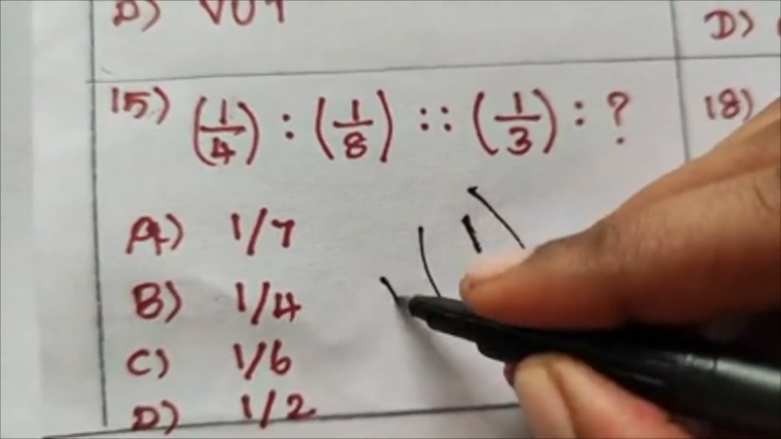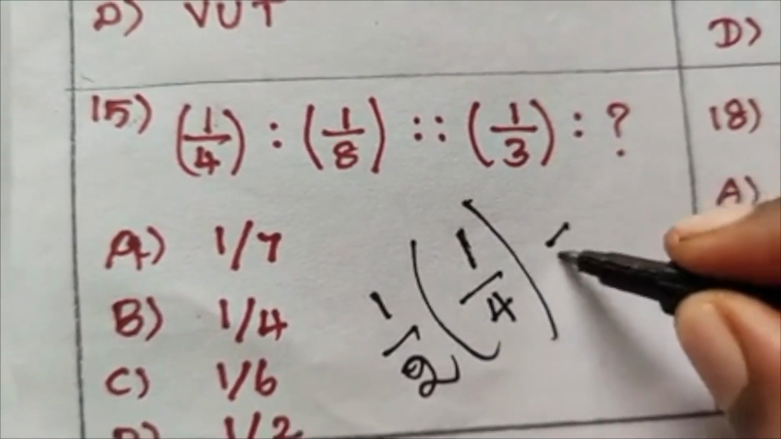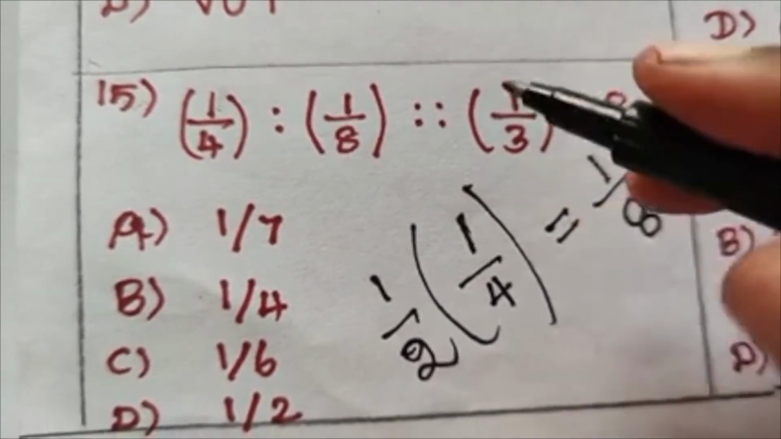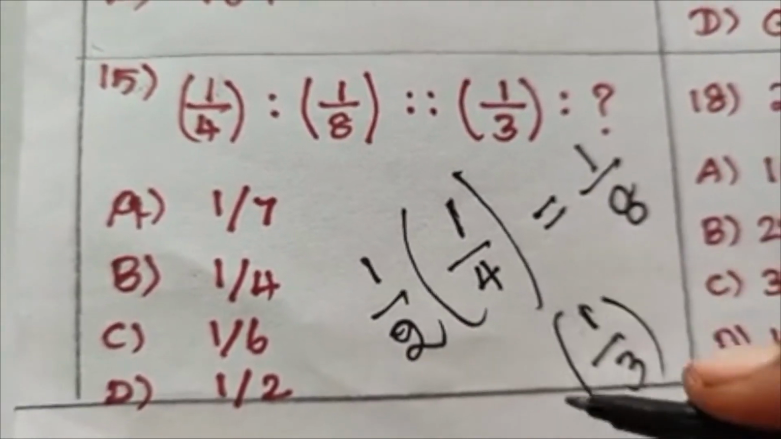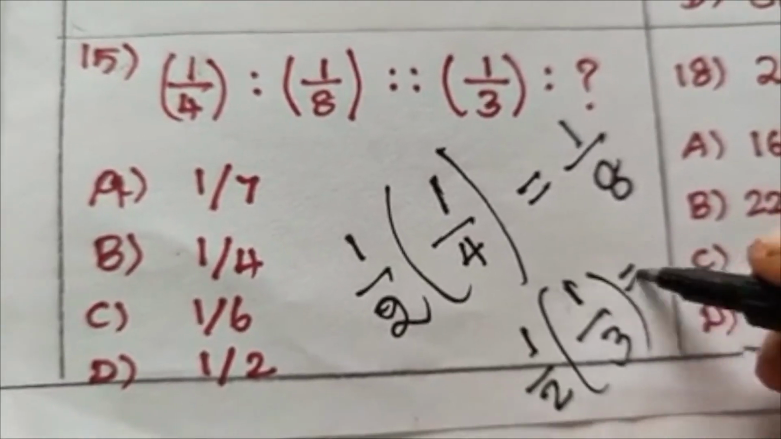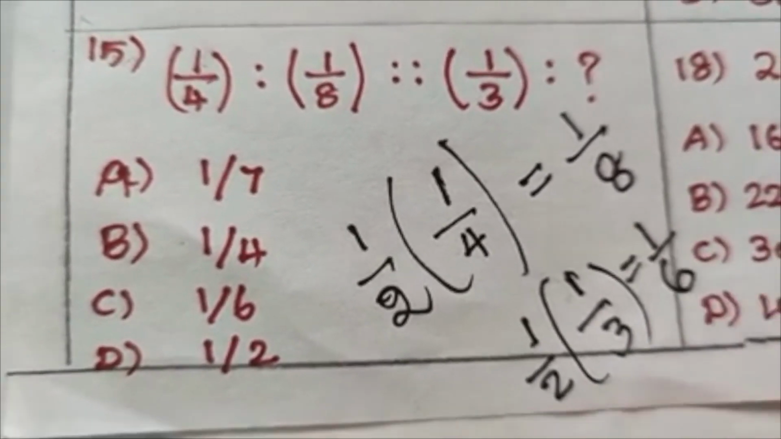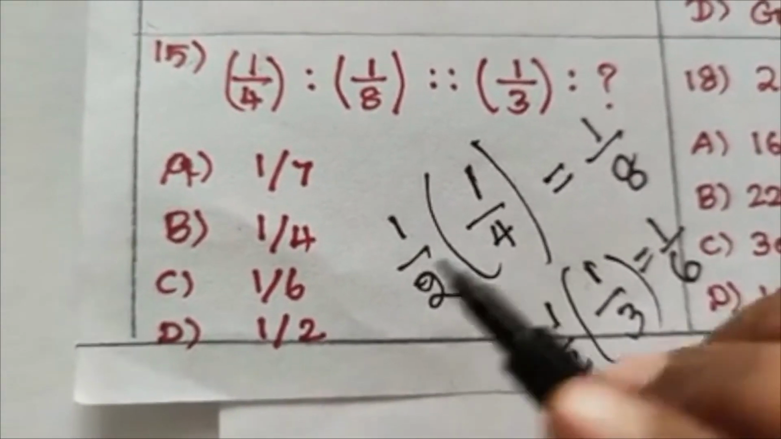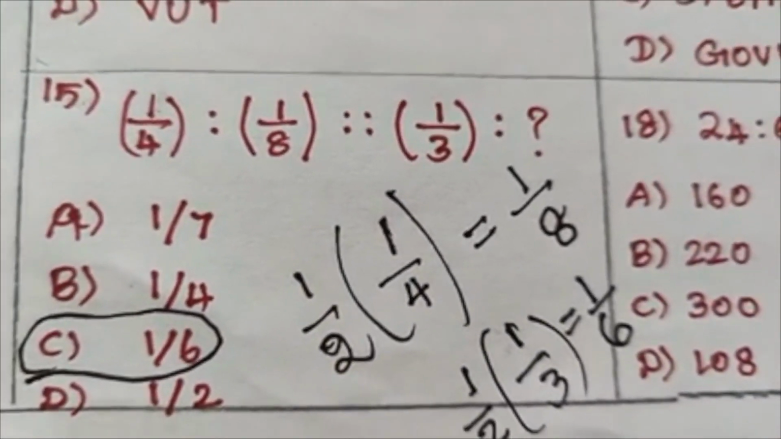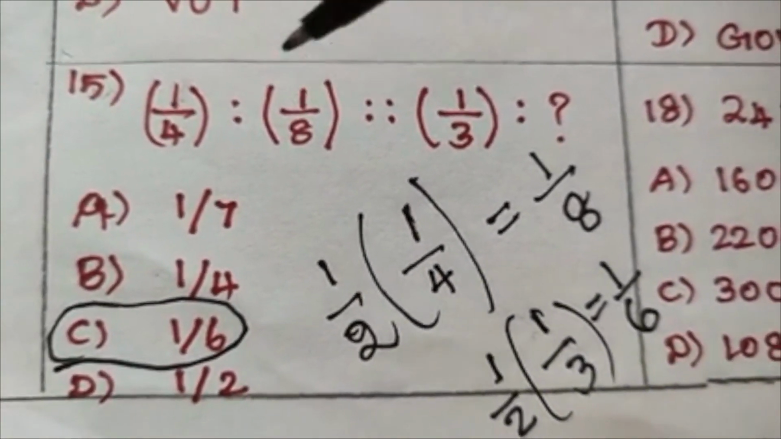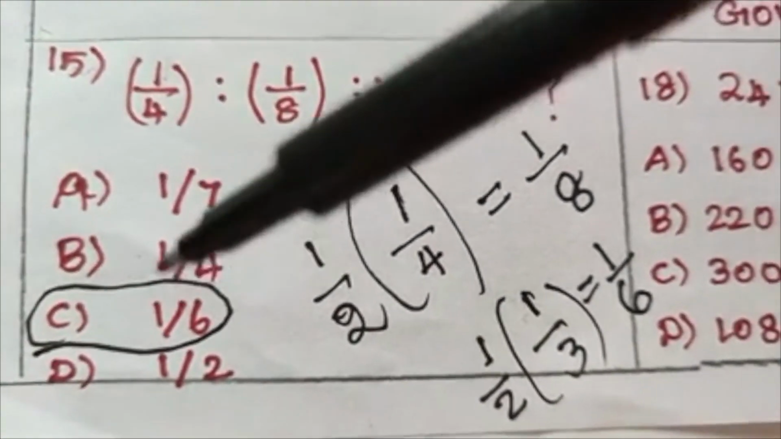into 1 by 2. That is 1 by 2 of 1 by 4, which is equal to 1 by 8, right? So similarly, 1 by 3, multiplied by 1 by 2, we get 1 by 1 into 1, 1, 2 3s are 6. 1 by 6. So the right answer is option C, 1 by 6. 1 by 4 is related to 1 by 8. In the same way, 1 by 3 is related to 1 by 6.